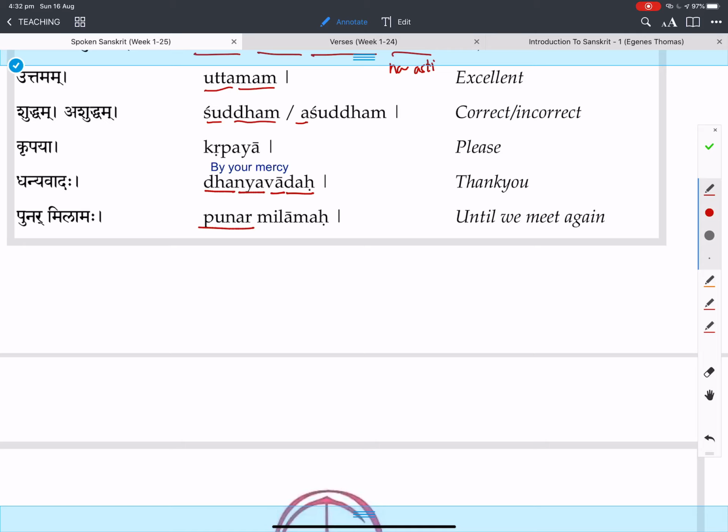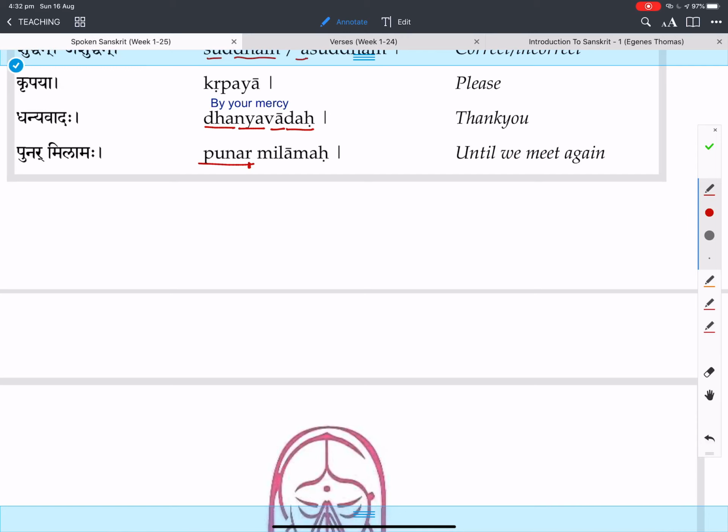Punar. Soft R there, not so strong, but it's okay. It doesn't depend on where we're from. Some will say punar, but we need to soften that down a little. Punar milamaha. Milamaha.